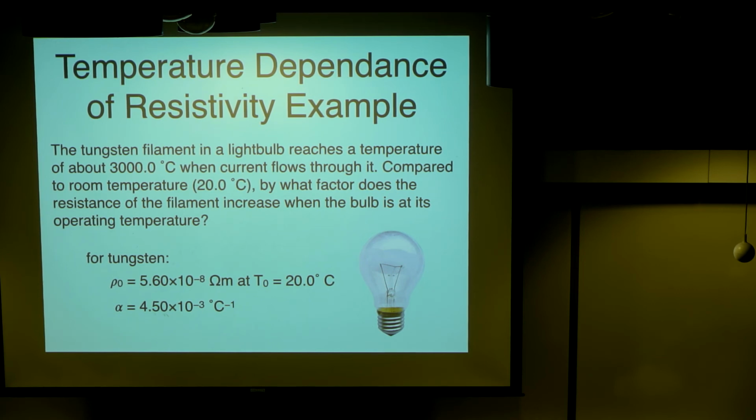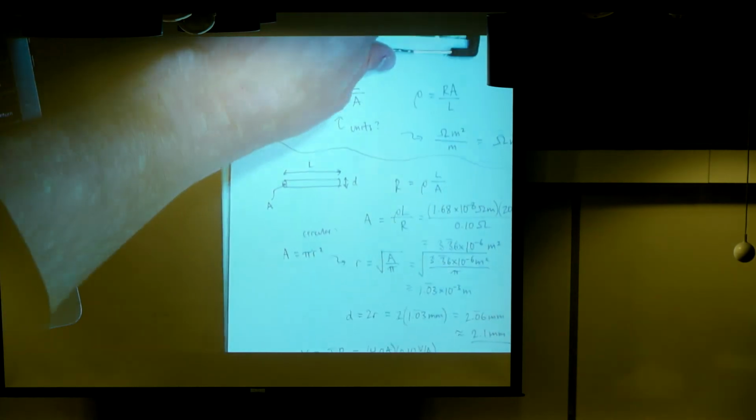So let's work it out. Here are the things we're going to need to know. For tungsten, the alpha, the temperature coefficient of resistivity, is 4.5 times 10 to the minus 3. The units here are inverse degrees Celsius. Rho naught is 5.6 times 10 to the minus 8 ohm meters. That's what the resistivity is at 20 degrees Celsius. Okay, so that's what we know about tungsten. Let's use that to figure out how much the resistance is going to increase by increasing the temperature by this much. So let's work it out.